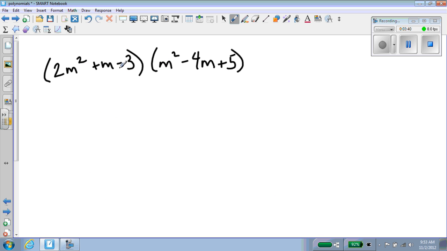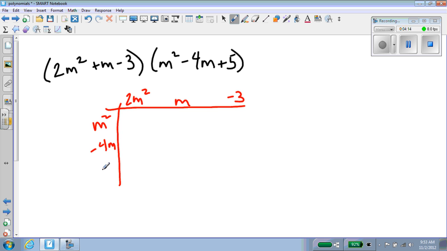Wow. A trinomial times a trinomial. So I'm going to have to multiply 2m squared times each of these, m times each of these, and -3 times each of these. I'm going to show you a technique that some of you may have seen in school, which would be to write it like a multiplication table. So I have 2m squared, I have an m, I have a -3, I have an m squared, a -4m, and a 5. I'm going to change colors here. And then I just treat it like a multiplication table.